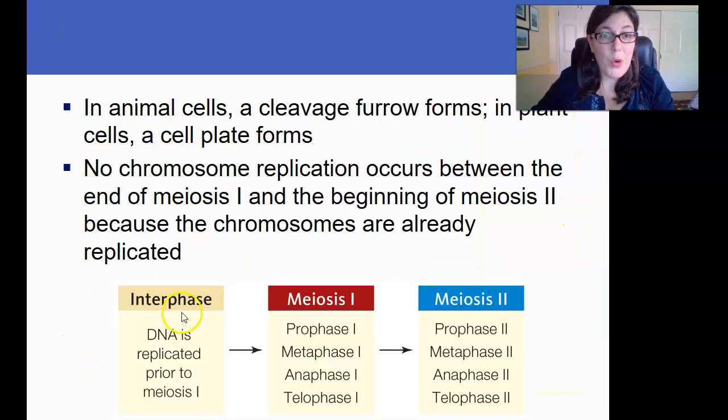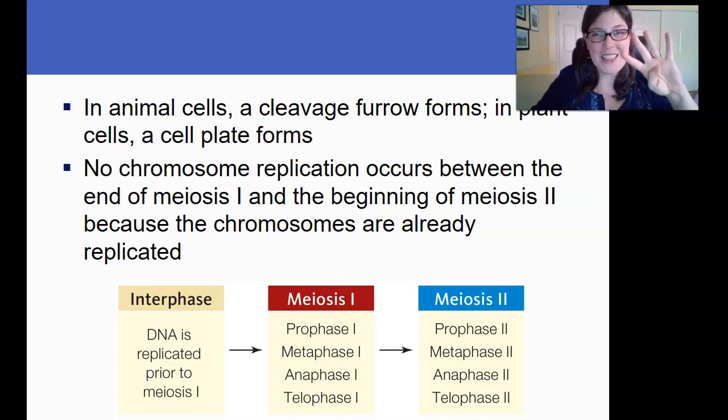But to again go over it at a high level, we have interphase, followed by meiosis 1, which has 4 parts: prophase, metaphase, anaphase, and telophase, with the most interesting things happening in prophase 1, which I'll talk more about now. And then that goes right into meiosis 2, which is prophase 2, metaphase 2, anaphase 2, and telophase 2.